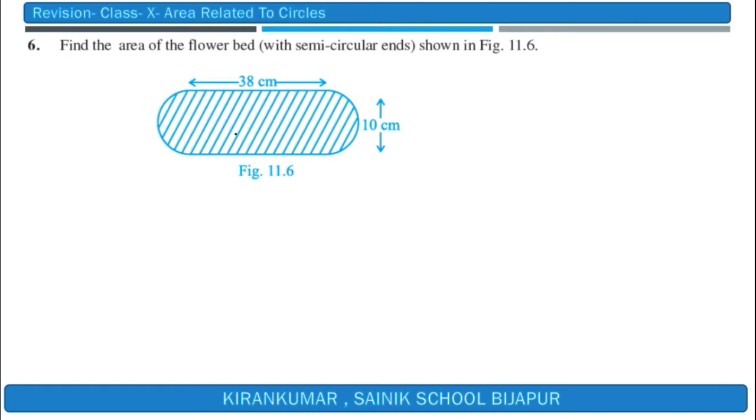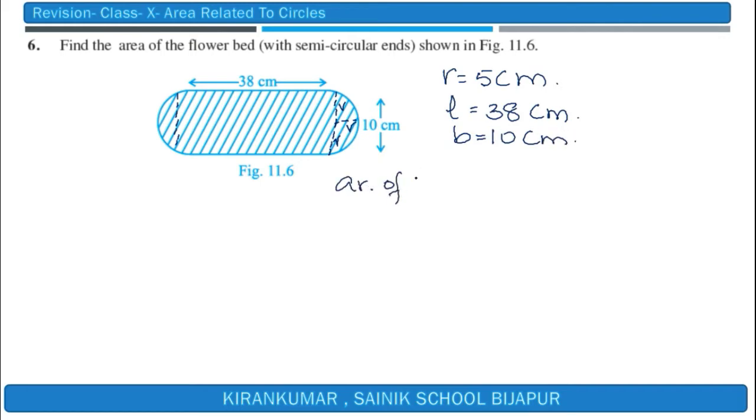Here we need to split the figure as two semicircular ends plus a rectangle. Here the radius of this particular semicircle will become 5 centimeter, since the diameter of the semicircular end is 10, so the radius will become 5 centimeter. The length is 38 centimeter and the breadth is 10 centimeter.